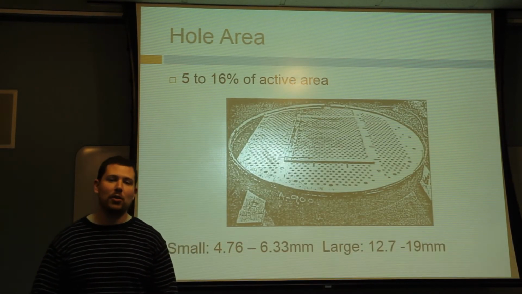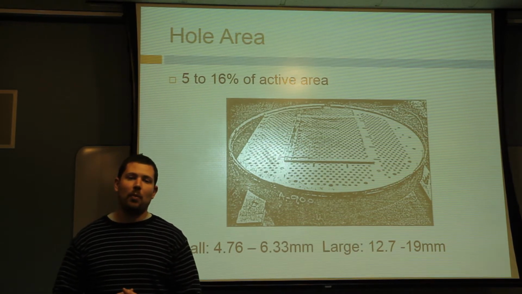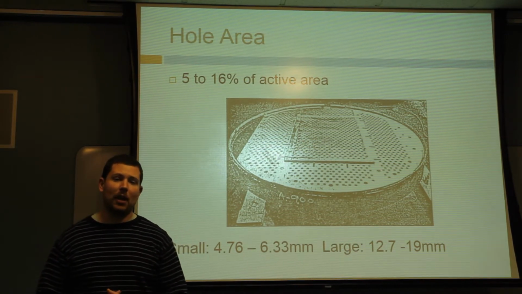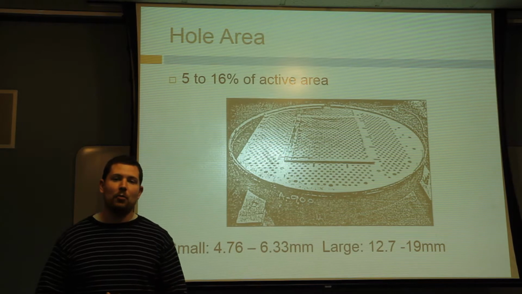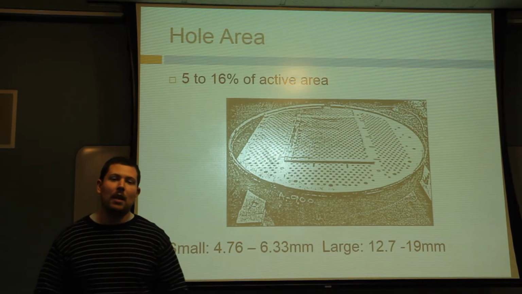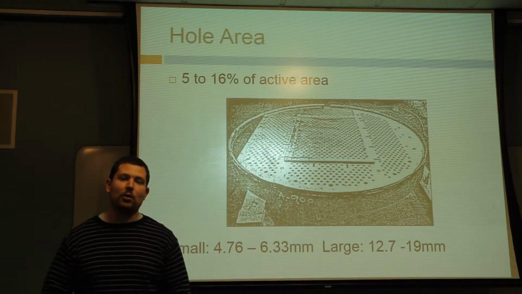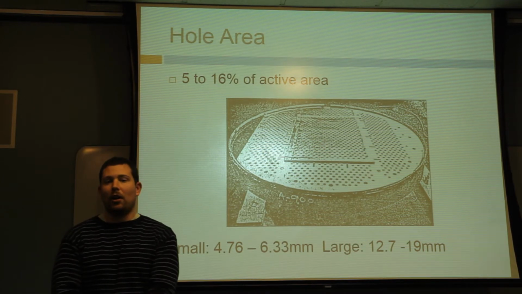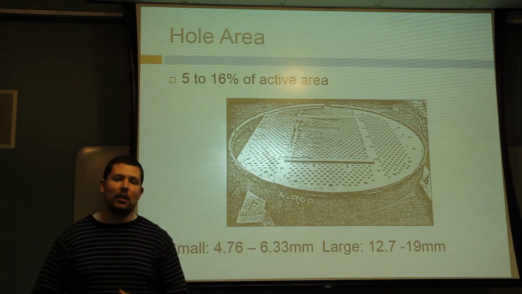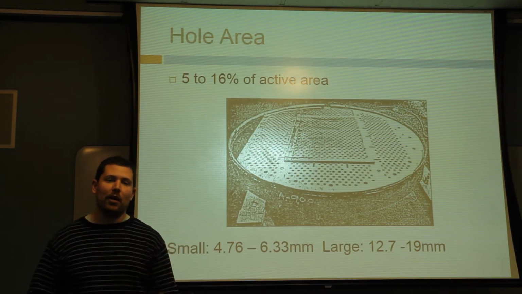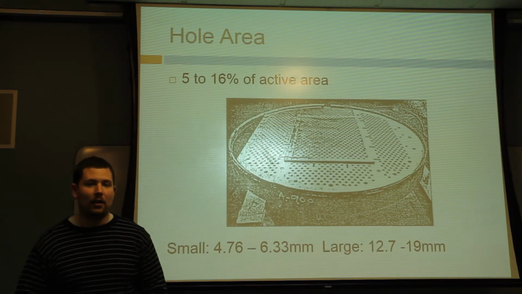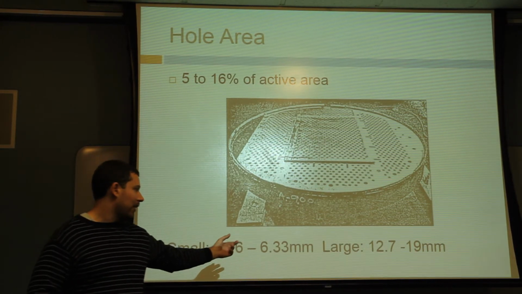With hole area, you can choose smaller holes that are more efficient, but at the same time will cause a greater pressure drop, which could potentially damage your column. And also smaller holes could create fouling issues. While larger holes are less efficient, they are easier to maintain and will have less fouling issues. Some of the common sizing is seen here.